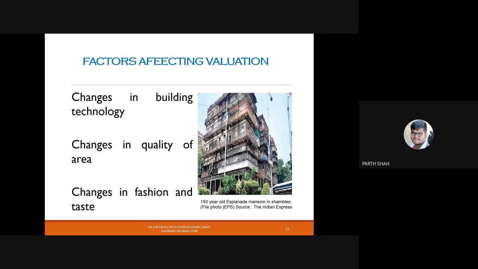So factors affecting valuation: number one, changes in building technology. Number two, changes in quality of area. Number three, changes in fashion and taste. You see on the right hand side of this particular slide, a 50-year-old building is shown, and its design, its fashion, is definitely not of the fashion of today, but maybe because of its location it may fetch good value, but because of fashion and taste probably it may not fetch that good value.